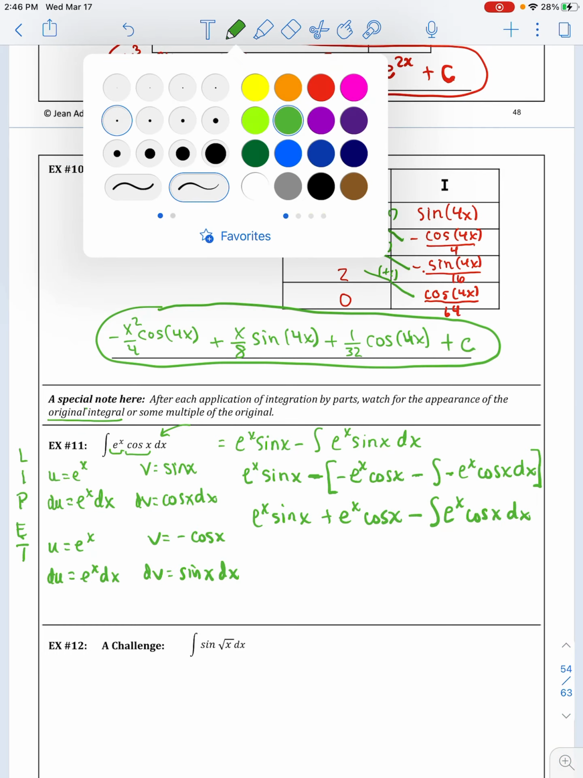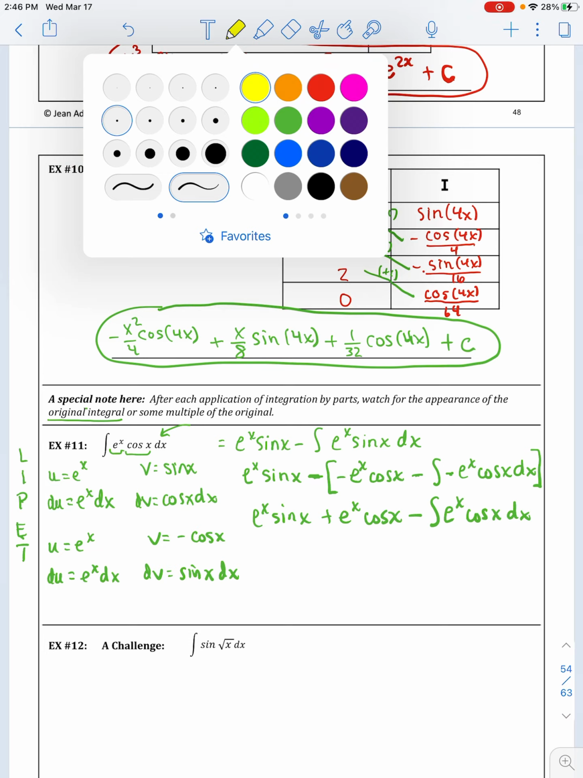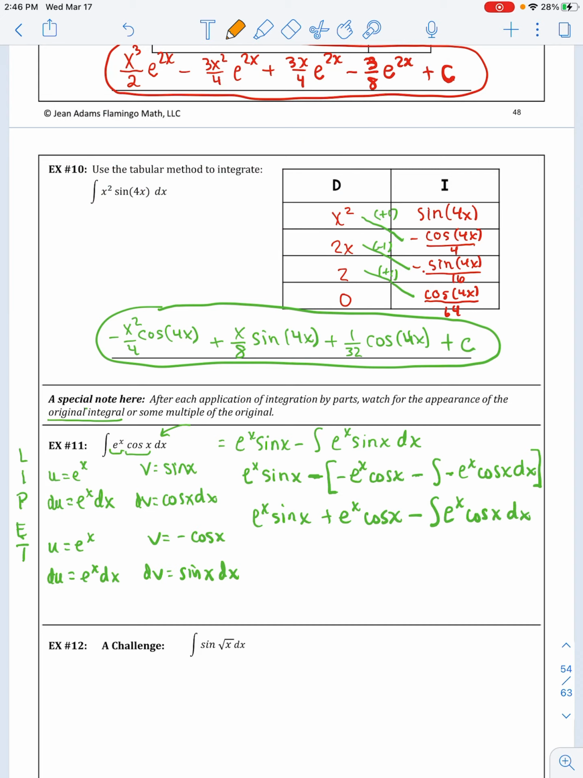Now remember, they told us to watch for this, right? This is our original. Oops, grabbed the wrong thing. Sorry, guys. This is our original. There. Integral e to the x cosine x. Look, we've got integral e to the x cosine x. Okay, this is what they were talking about. They wanted us to keep an eye out for that.